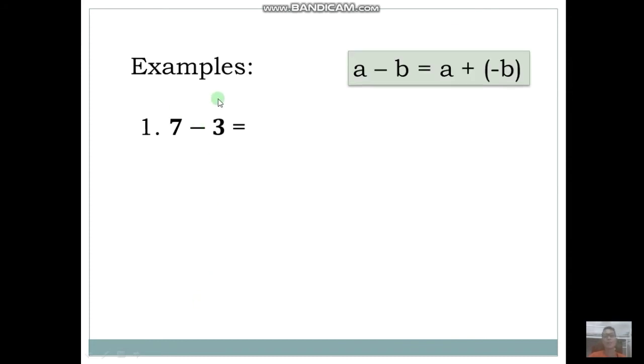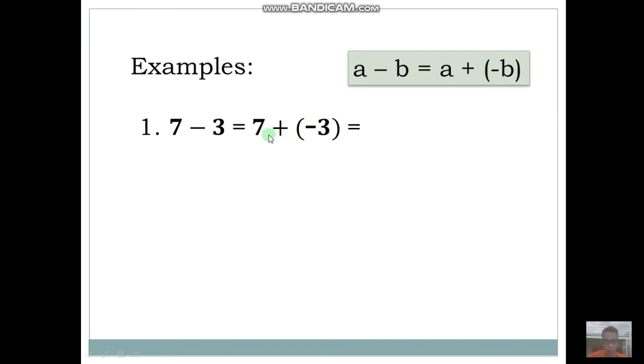Alright? So, examples, number 1. Okay, this is yung pattern. Ito yung ifa-follow natin. So, 7 minus 3. So, yung A natin is 7, yung B natin is 3. Okay, so we will do the second step. Okay, so kopyahin natin yung 7, change the operation from subtraction to addition. Since positive yung subtrahin natin, so nagiging negative.